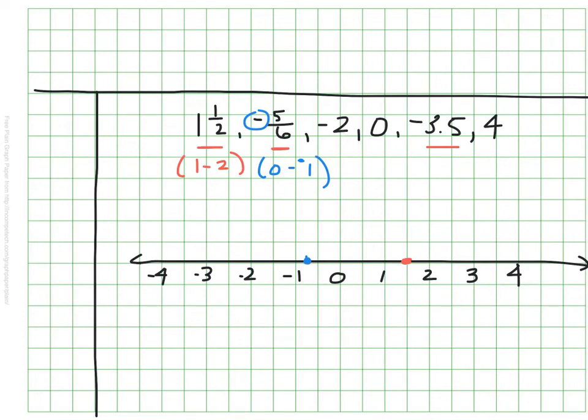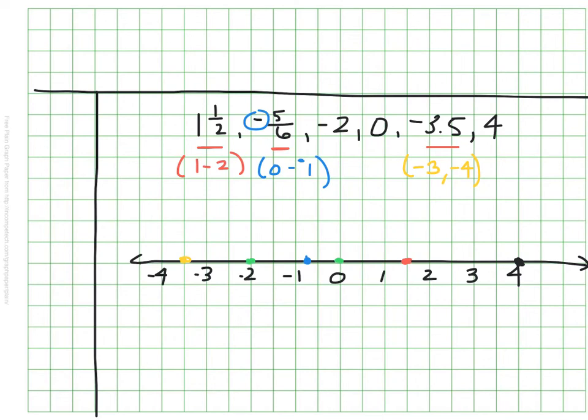-2, I know is just straight there. -2, 0 is no trouble for me. -3.5, sometimes people put these in the wrong spot. So -3.5 is between -3 and -4, just like +3.5 would be between 3 and 4. So I'm going to find that between -3 and -4 right there. And of course, my 4 is nice and obvious right there.